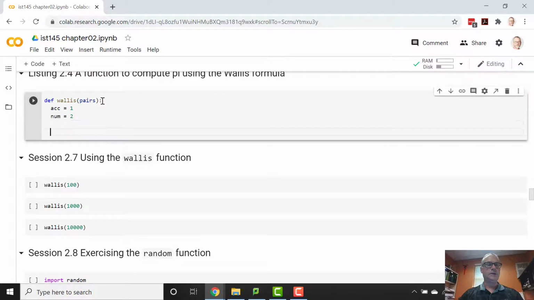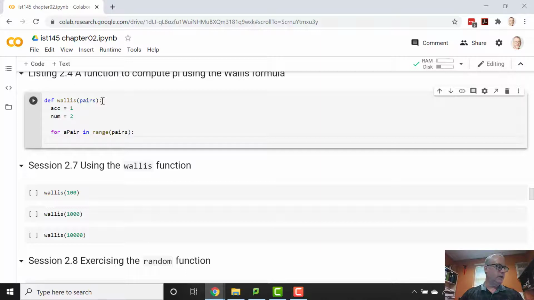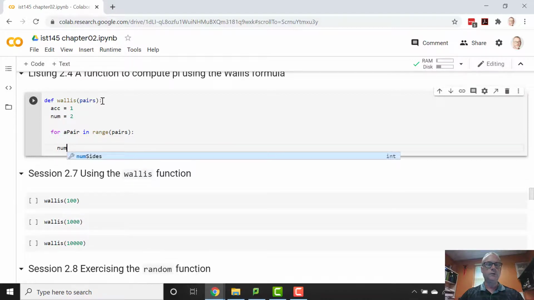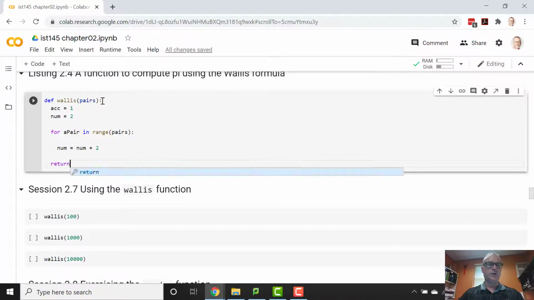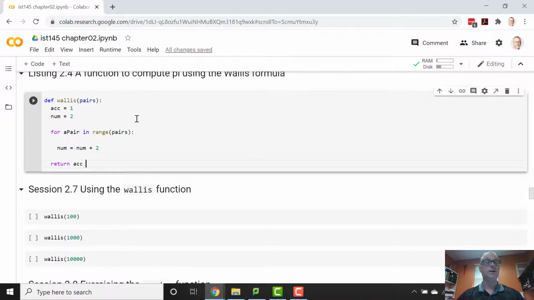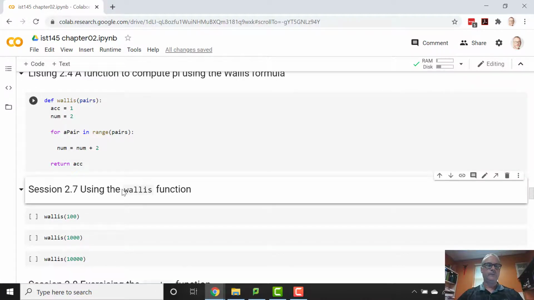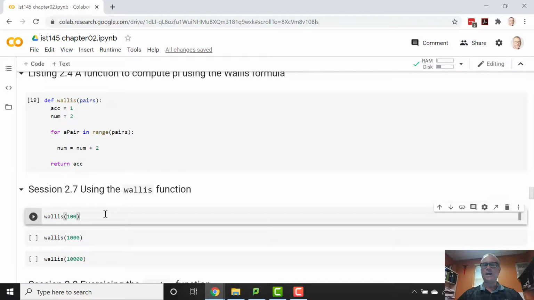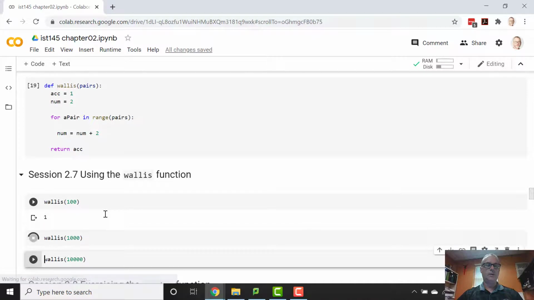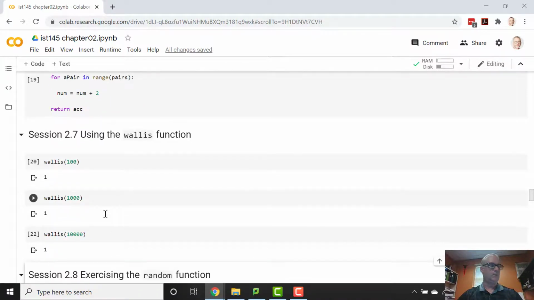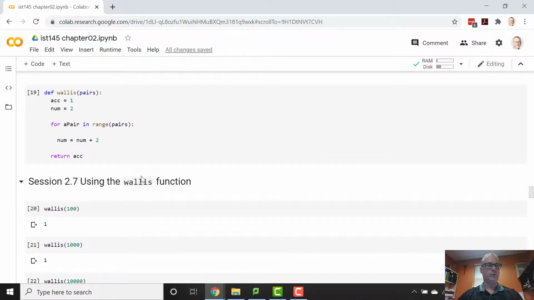Start out my numerator at 2, and for a pair in range pairs, we'll go ahead and work on building up our product. And after each thing we do know that we'll have to increment our numerator by 2. So that'll be all I do right now, and then I'll just return the accumulator at the moment because it's just a temporary placeholder, a stub. So I define that function, then I should be able to call it, and what will I get back? Well, if you said 1, you are correct, because we've never changed the accumulator variable.